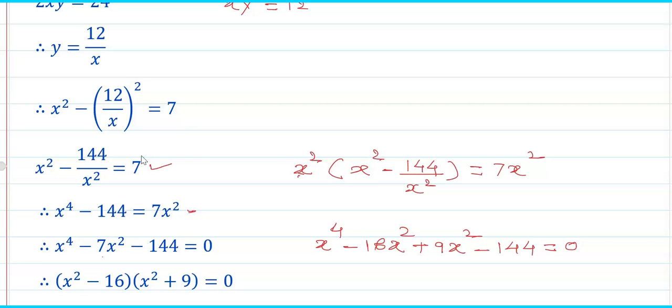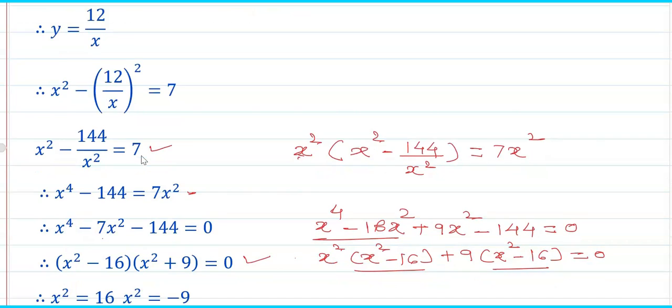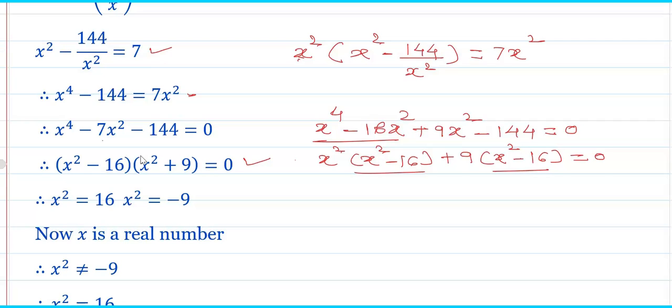Okay, पुन्हा या दोघांना common किती घेणार? The common is x square, then in bracket you will get x square minus 16, and here what is the common? Plus 9 is common. Then in bracket you will get x square minus 16, bracket complete, and that's equals to 0. Therefore x square minus 16 into x square plus 9, and that's equals to 0. Okay, and hence the answer is x square minus 16.